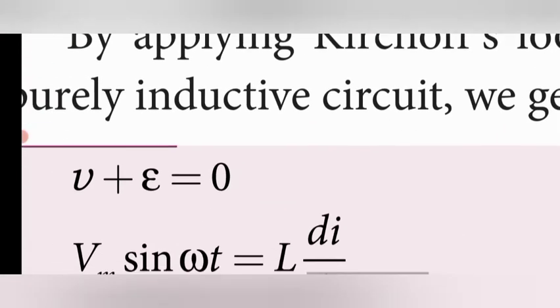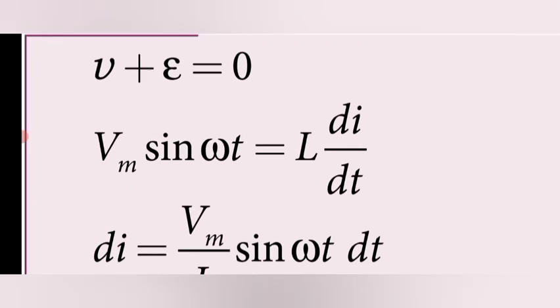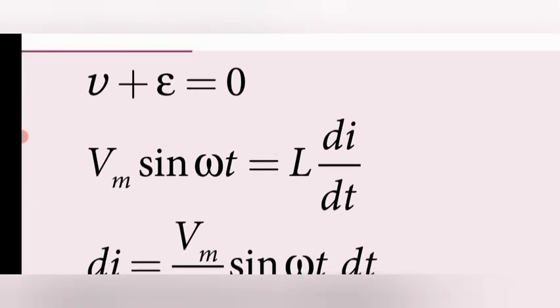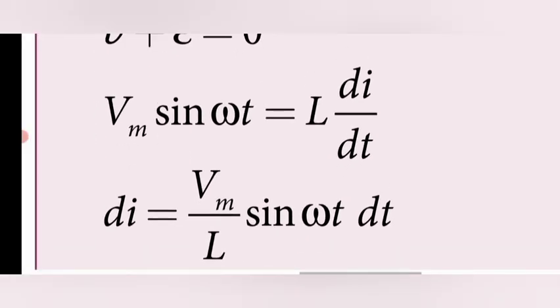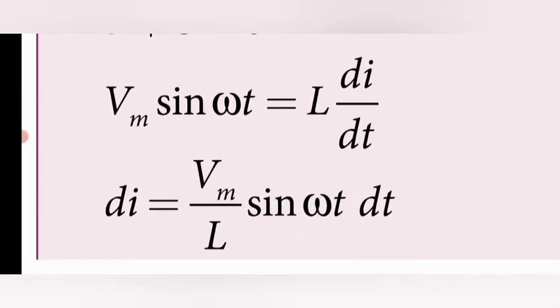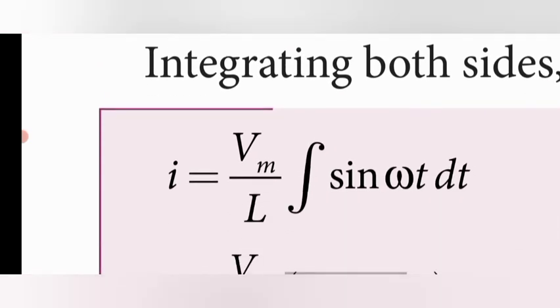According to Kirchhoff's law, the sum of the two voltages, V plus epsilon, is equal to 0 here. You know that the epsilon value is negative, so minus L di by dt. Substituting the value of V, Vm sin omega t is equal to L di by dt. Rearranging the equation, we want the I value here, so di is equal to Vm divided by L sin omega t dt, and we integrate on both sides.